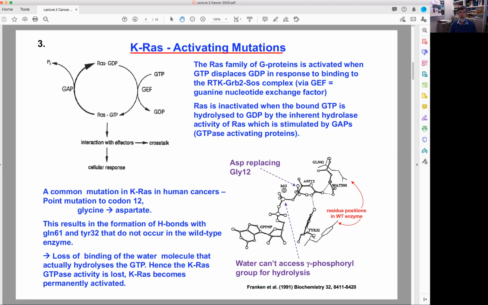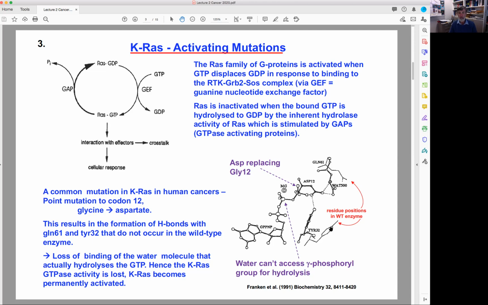So here's now aspartic acid in position 12. Normally it would be a glycine, but now we have the aspartic acid at position 12, close to the GTP, and it has a charged carboxyl group, which is this group here. This charged carboxyl group, unlike the glycine, can form a hydrogen bond with tyrosine 32 down here, and that displaces the position of the tyrosine 32.